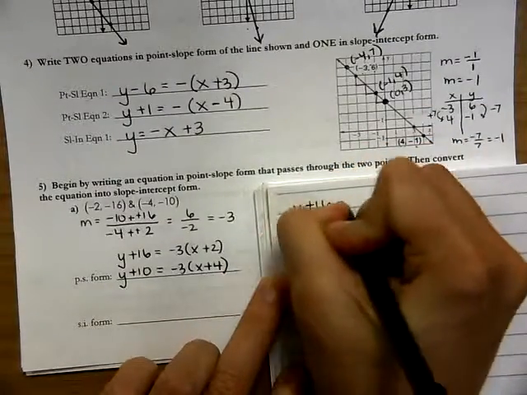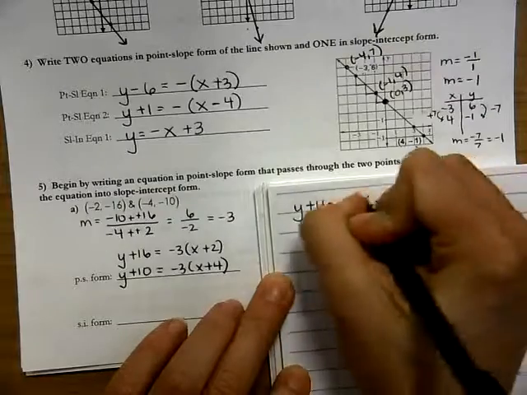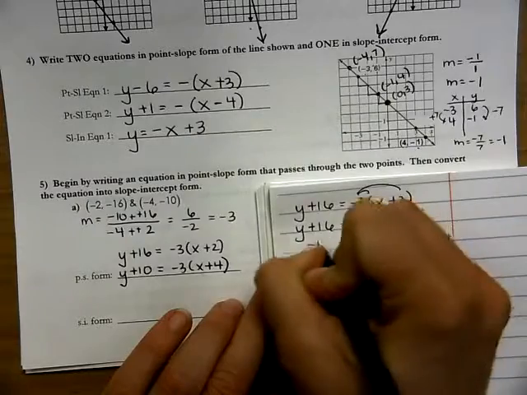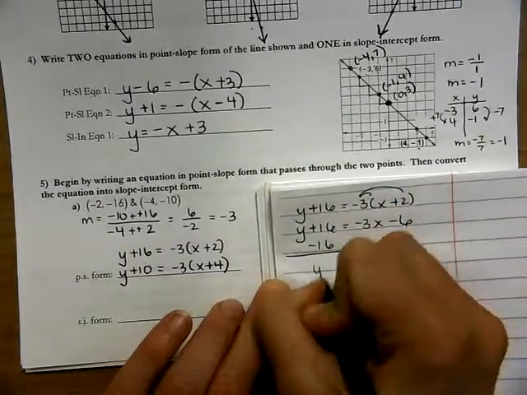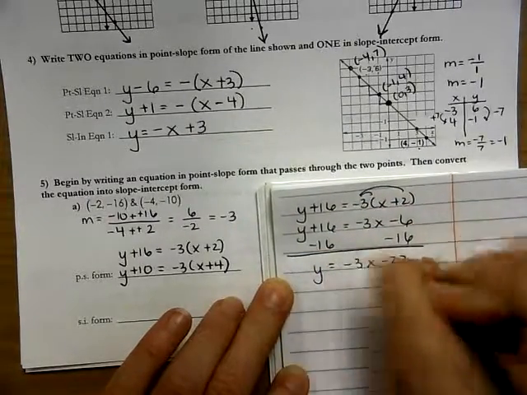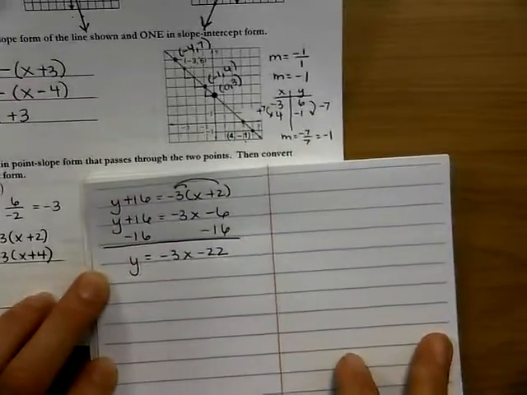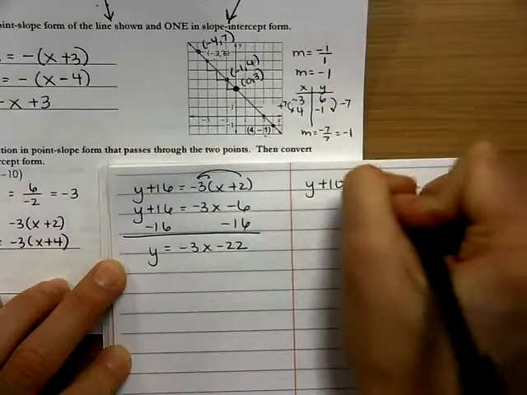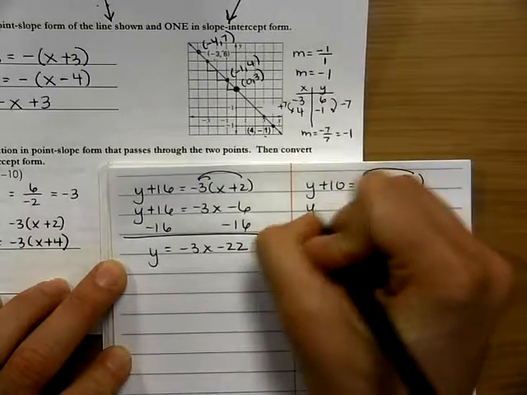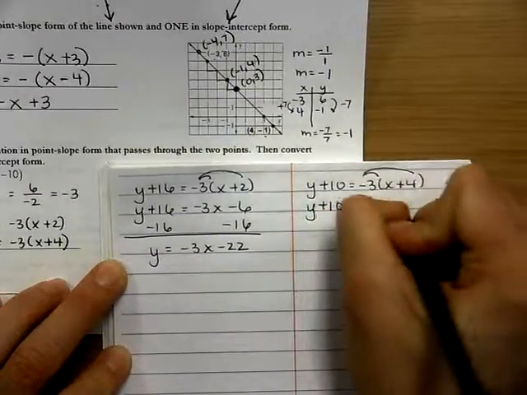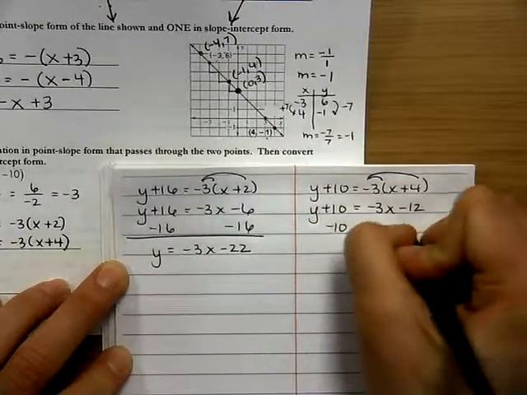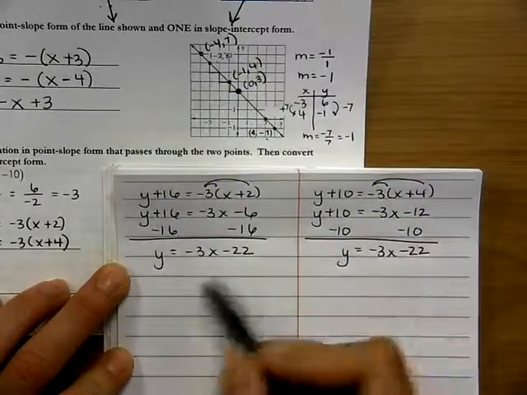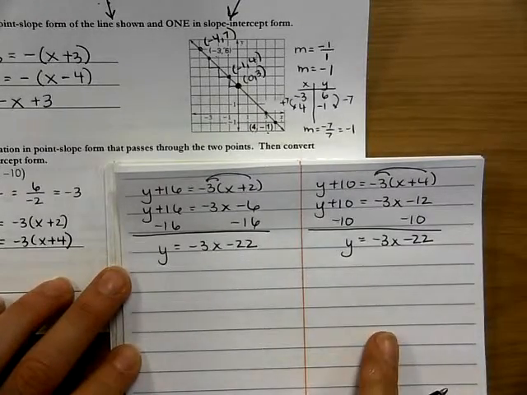If I started with y plus 16 equals negative 3 times x plus 2, I distribute and I see that y plus 16 equals negative 3x minus 6. Subtract 16 from both sides, and I get y equals negative 3x minus 22. Now, I want to try the other equation. The other point slope form we had was y plus 10 equals negative 3 times x plus 4. I can distribute here and get y plus 10 equals negative 3x minus 12, and I subtract 10 from both sides, and I get y equals a negative 3x minus 22. You see, it's the same slope-intercept form either way.